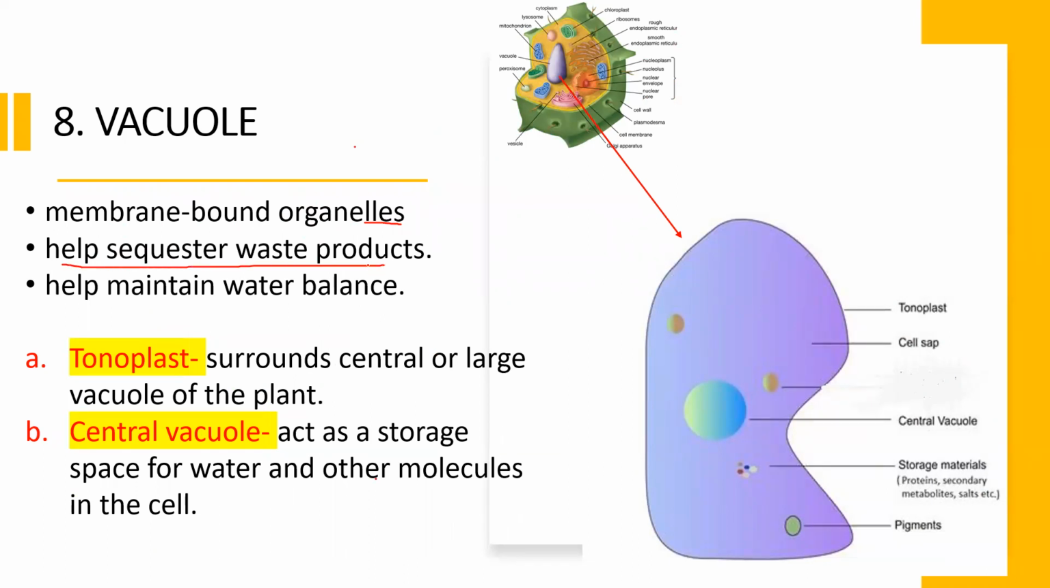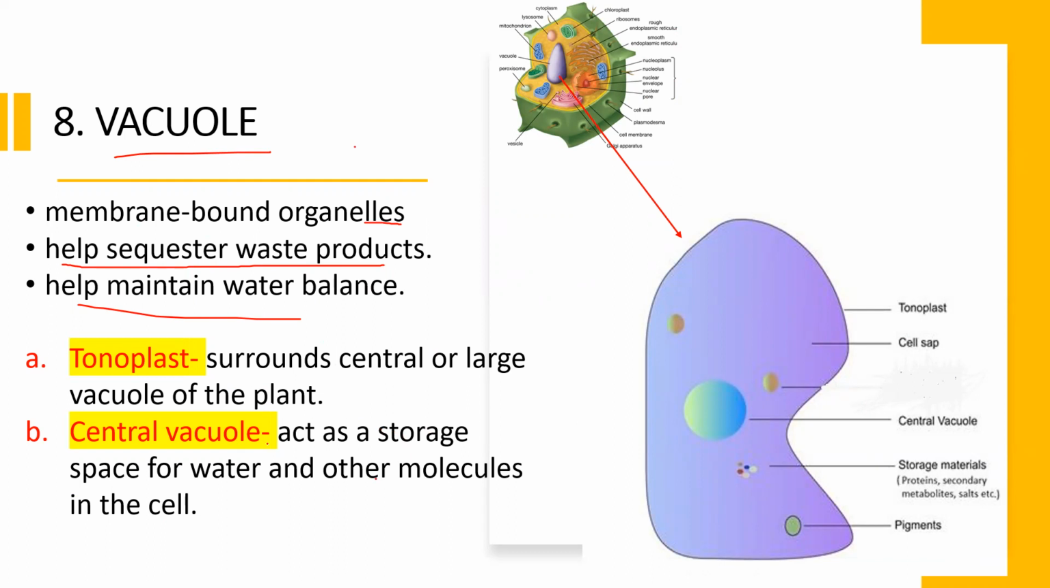So, it means siya yung magsisequester or sequestration of the product wherein i-convert niya into something yung waste product na yon into an edible product na i-consume pa rin ng plants natin. And then, the vacuole also will help in maintaining the water balance of the cells.